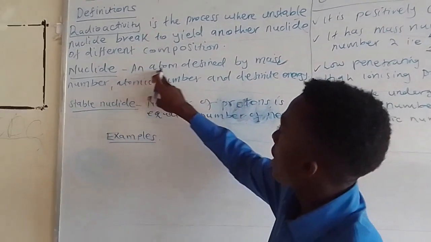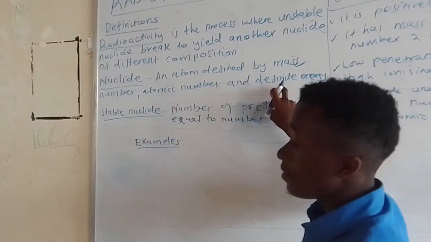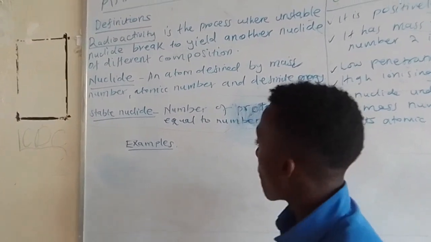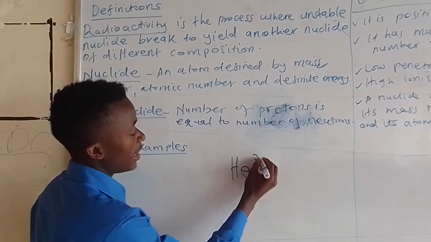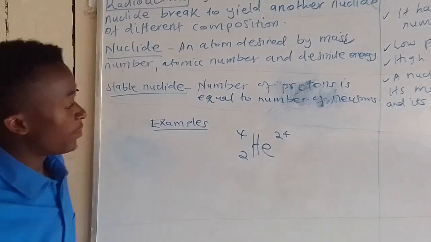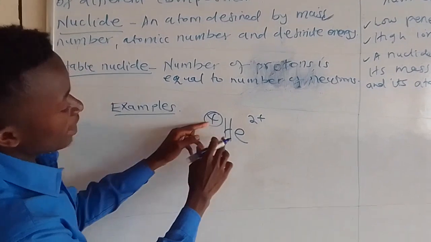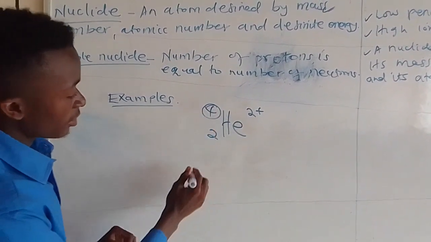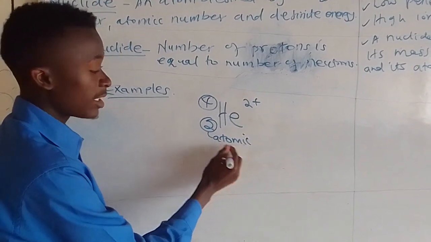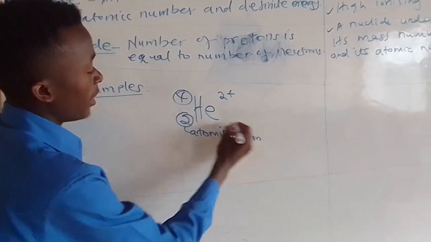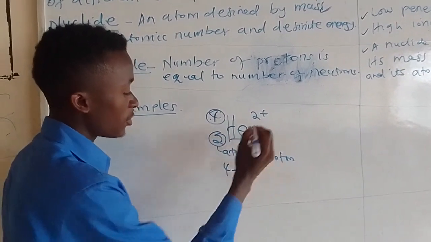A nuclide is an atom defined by mass number, atomic number, and definite energy. What do we mean by mass number? For example, when we are given this element here, we can say it is helium. This 4 represents our mass number, and mass number is the total of protons and neutrons. This 2 represents the atomic number, which is the same as the number of protons. And this is our element helium. So to find the number of neutrons, you take this 4 minus 2.